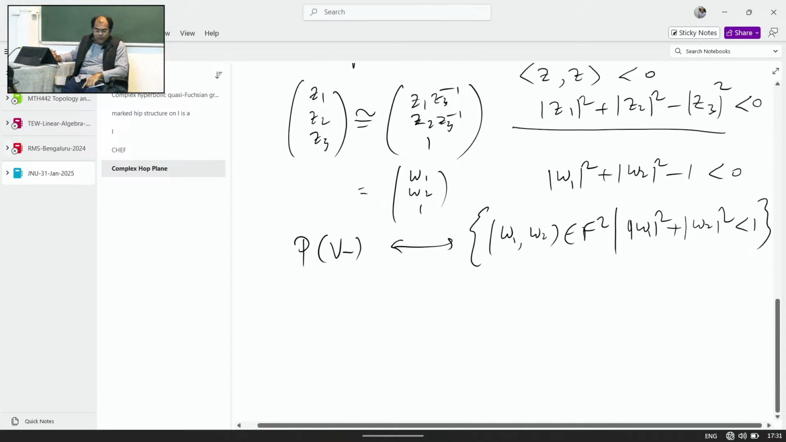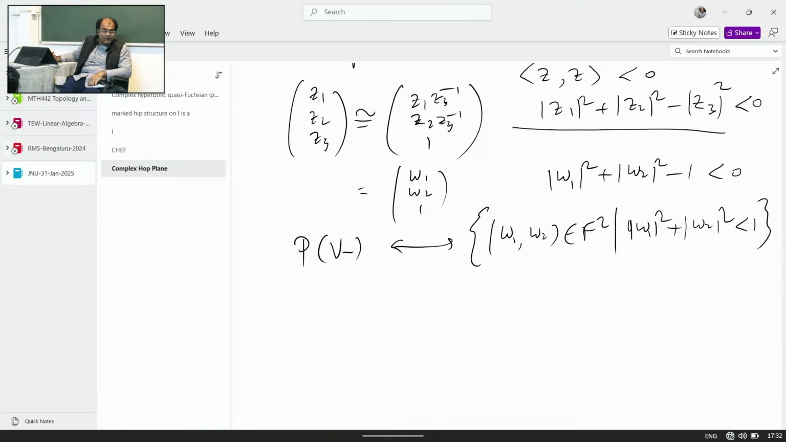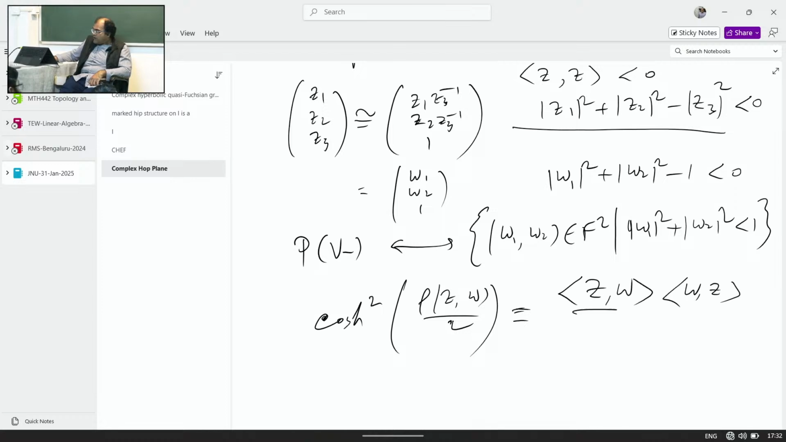I would end here by noting that whenever you talk about the hyperbolic plane, there is a metric associated to it. Now, what is that metric? In this setup it is called the Bergman metric, and it can be defined in the following way. You have two points Z and W in the complex or real hyperbolic plane. You lift them to F³, and then you have the inner product there. In terms of the inner product, you can define the metric in this way. This will give you the usual hyperbolic metric that you are talking about. Fine. So this gives you a model for the complex or the real hyperbolic plane.